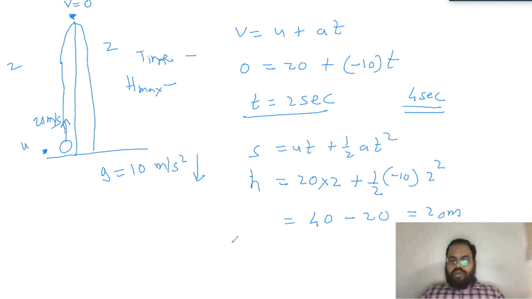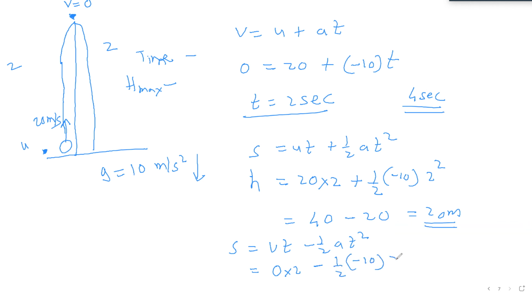You can also use this equation as final velocity is known to me. So you can use s is equal to vt minus half a t square. Let's see what we get our answer. Final velocity is 0. So this will be 0 into 2 and this will be minus half. Acceleration will be minus 10 into t square, that will be 2 square. So this will be 0 plus 20. So again this will give you 20 meters. So we have got our same answers.